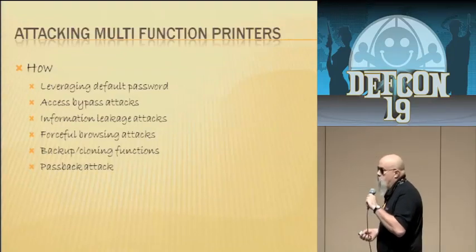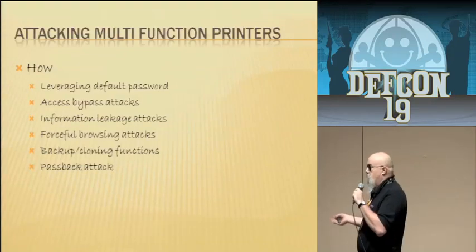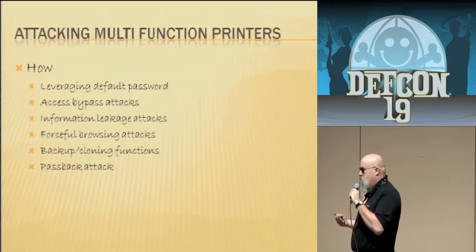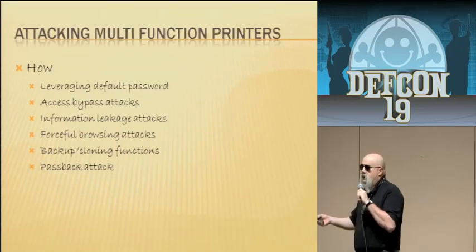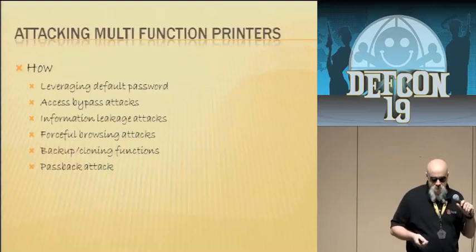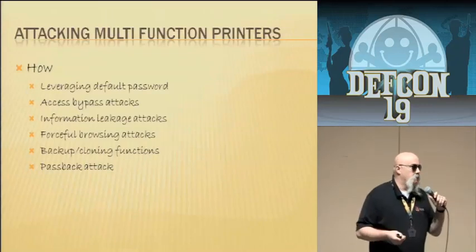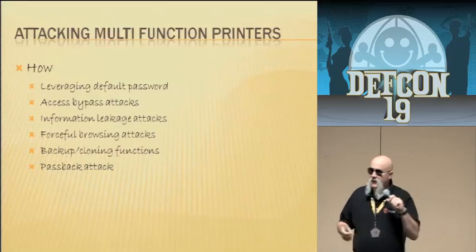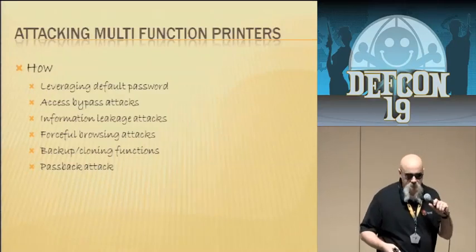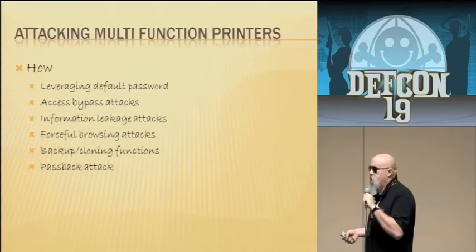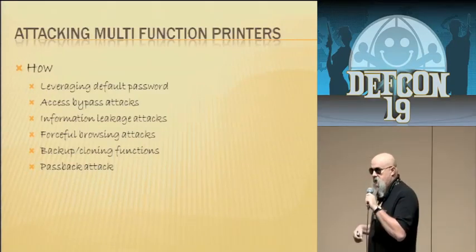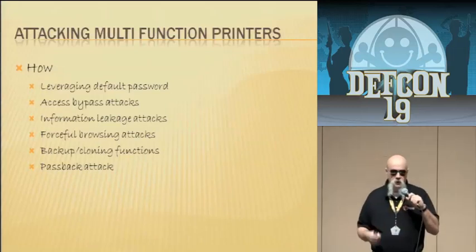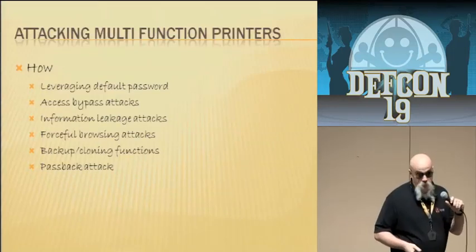Fourth one on there, forceful browsing. If you know what the URL you want to get access to, forget about the password you need to get to it with. You just enter that URL and the printer gives you access. And of course, backup and cloning functions, the ability to pull all those backups or clones offline and pull the information out of those. And the last one on here is a passback attack. Typically to be able to trick that printer into sending the information to you. We're going to go into some detail in that toward the end of this presentation.